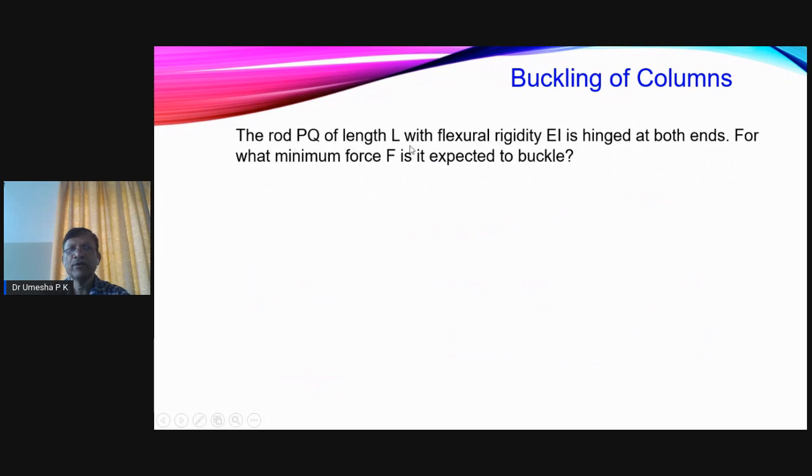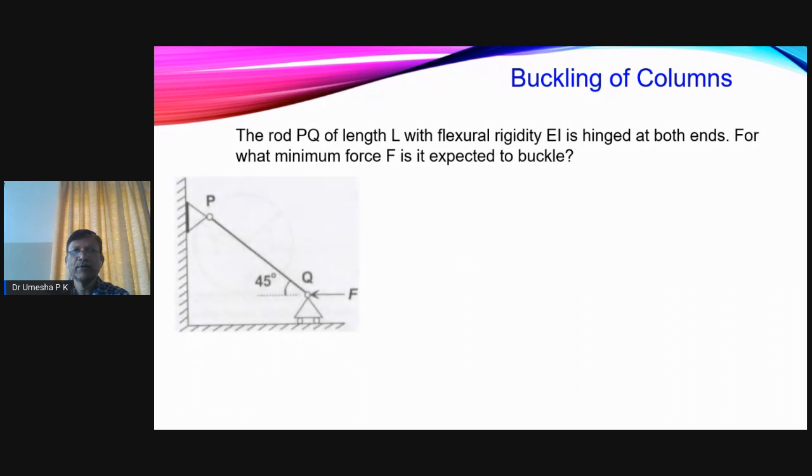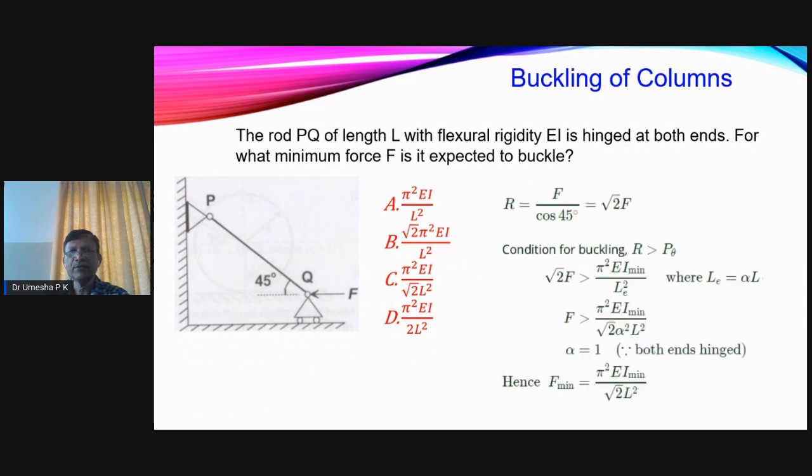The rod PQ of length L and flexural rigidity E I is hinged at both ends. What is the force expected to buckle? So this is the one. So you have to see here, different options are there. So calculate the reactions. What is the value of the force in the member?